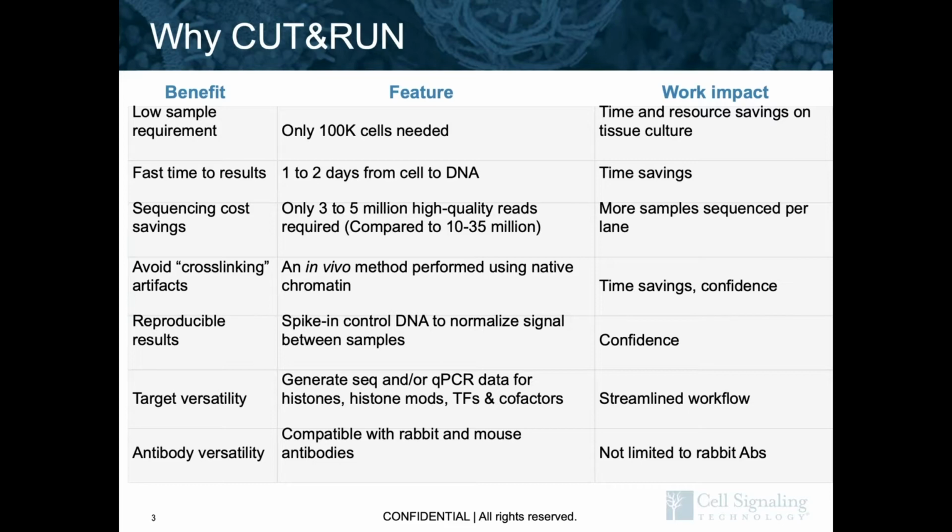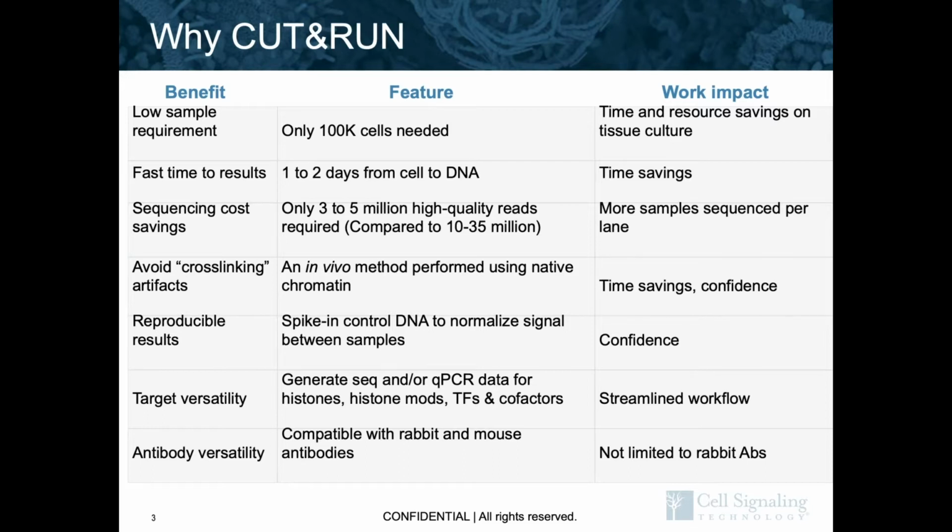We also have validated our CUT&RUN assay kit on different target types: transcription factors, cofactors, and histone modifications. So you don't need separate protocols or kits for different target types. Last but not least, our enzyme is compatible with both rabbit and mouse because it is fused with both protein A and protein G. No secondary antibody is needed.